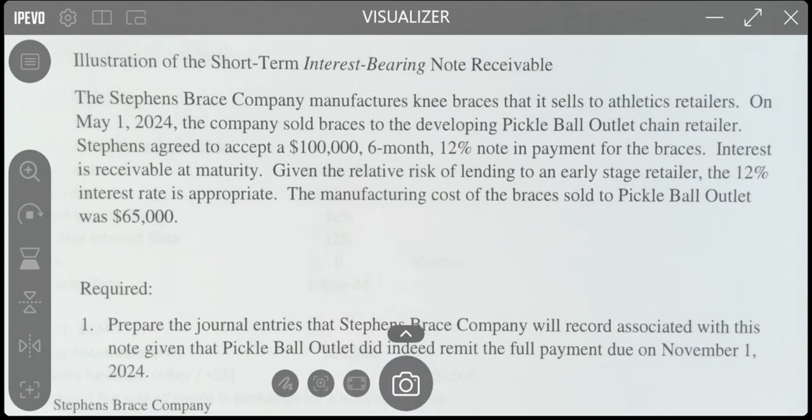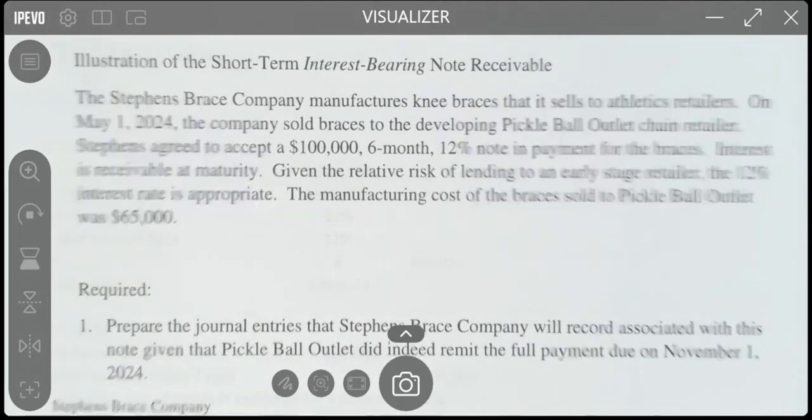Interest is receivable at maturity. And given the relative risk of lending to an early stage retailer, the 12% interest rate is deemed appropriate. The manufacturing cost of the braces sold to Pickleball Outlet was $65,000. The requirement here is to prepare the journal entries that Stevens Brace Company will record associated with this note, given that Pickleball Outlet did indeed remit the full payment due on November 1, 2024.